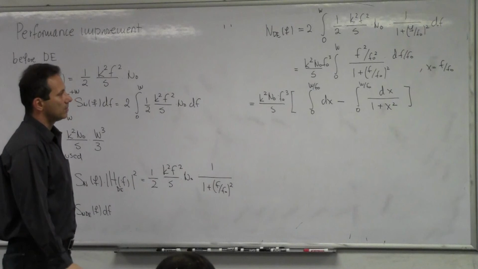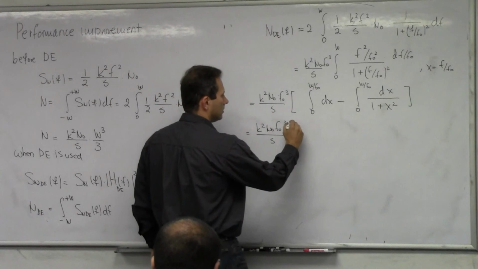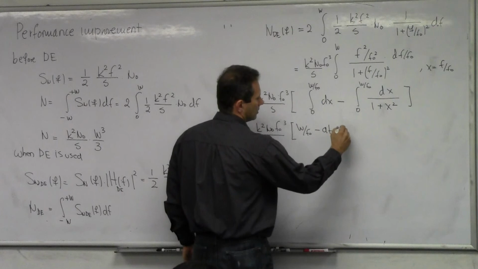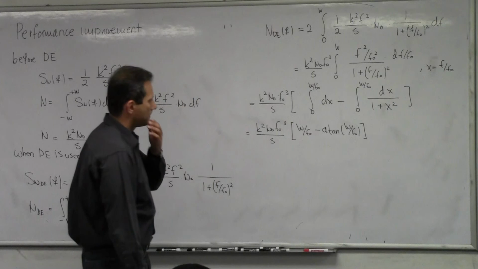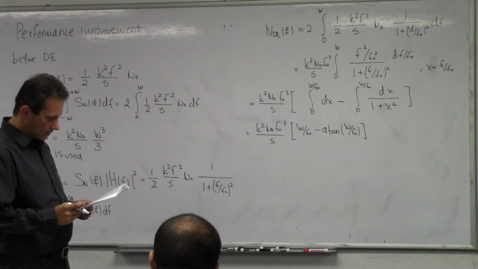And now these two are very easy. This is k squared and 0 times f0 cubed over s. This one is just w over f0 minus arctangent. I have here squared and here I have cubed.